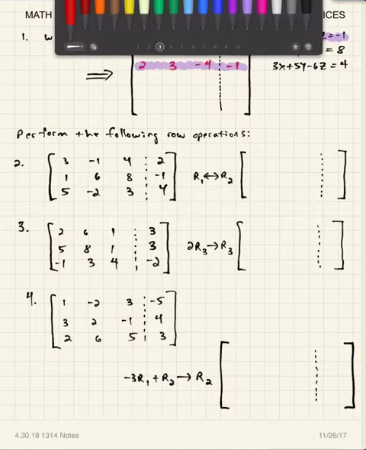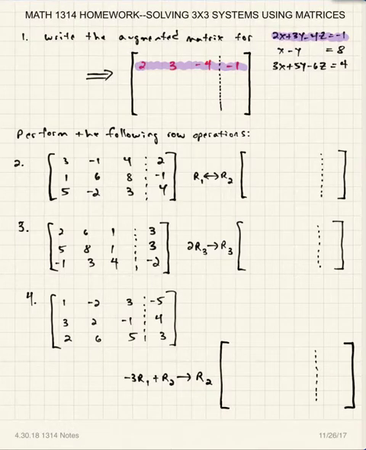The second equation is x minus y. Notice there is no z. Equals 8. And so the coefficients then would be 1, negative 1, 0, because there is no z, and 8. And so that would be my second row right there. That second row comes from that second equation.